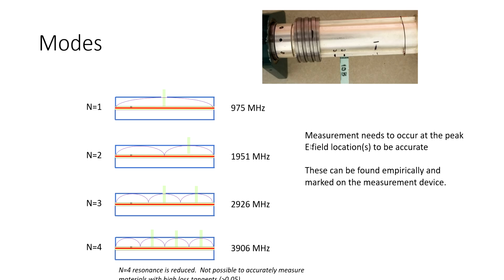The sample needs to be inserted at the peak E-field location, so you can see that that location is in the center for the primary mode and then moves off-center for the subsequent modes. I've marked mine here on the cavity with a number 1, 2, and 3, depending on the frequency, essentially 1 gigahertz, 2 gigahertz, 3 gigahertz, and those are the locations where you want to place the sample.